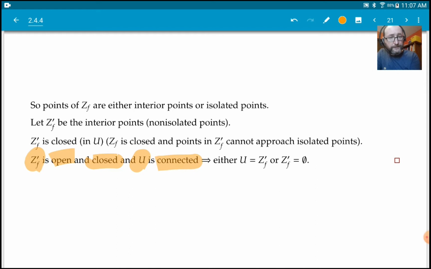U is connected, right? So therefore, U is either equal to Z prime, which means it's equal to Z of f. That just means that f is identically 0. Or Z prime is empty, meaning all the zeros are isolated, since Z prime is just the interior of the zeros. So good, we're done. Either it's identically 0 or all the zeros are isolated.